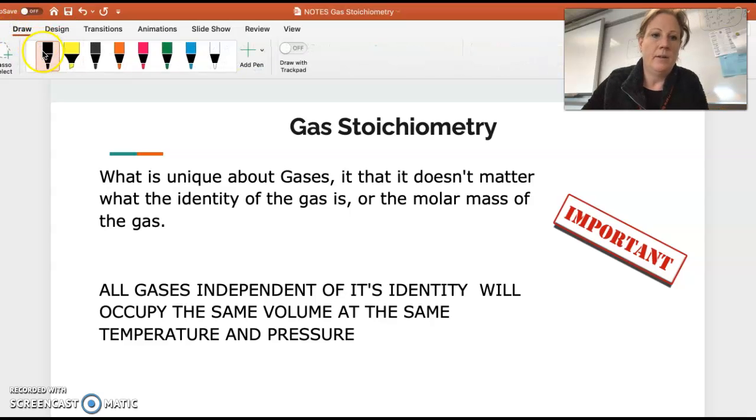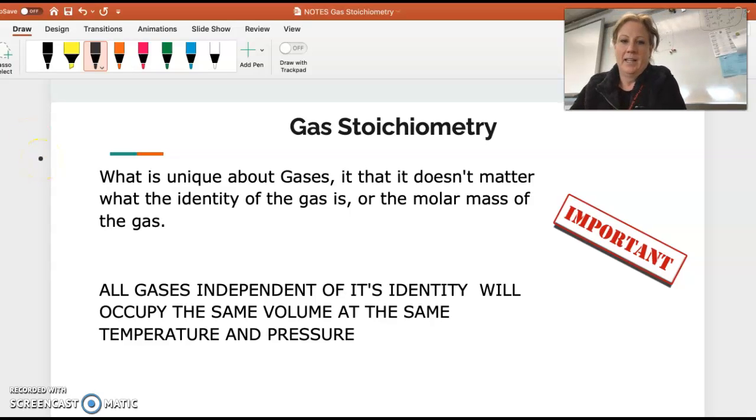Hi, these are notes about gas stoichiometry. So the cool thing about gases is that it doesn't really matter what gas it is. It doesn't matter what the molar mass of the gas is. They're always going to occupy the same amount of volume at the same temperature and pressure. So it won't matter whether we're talking about carbon dioxide or hydrogen. If we're at a specific temperature and pressure, we'll have the same amount of each of the gases.